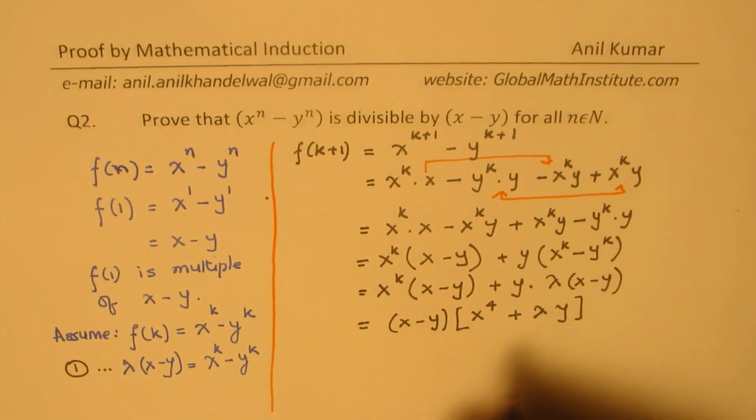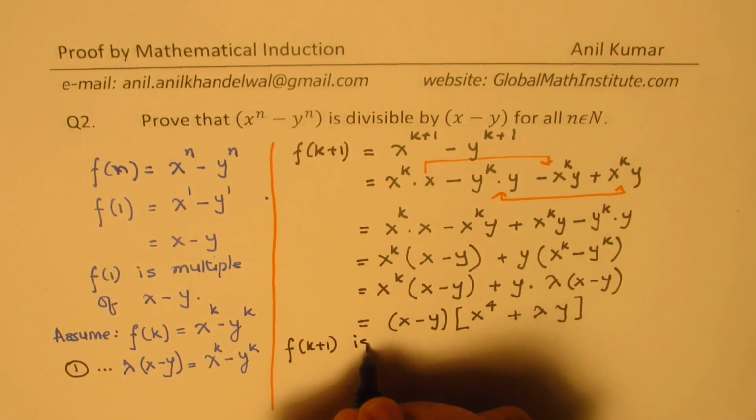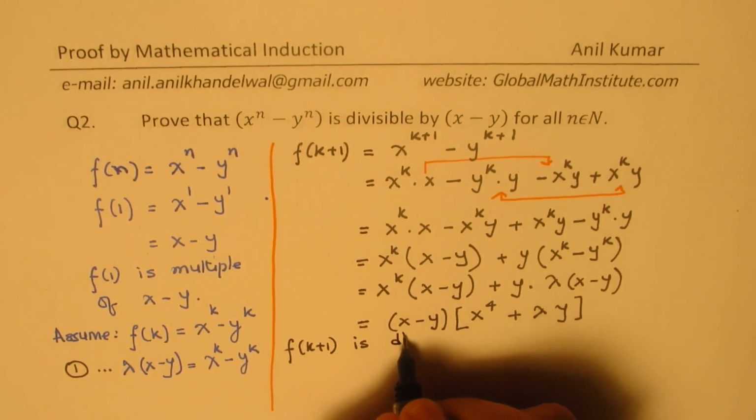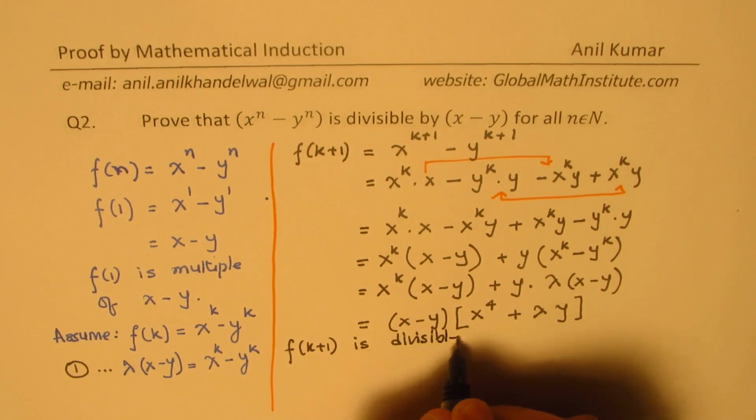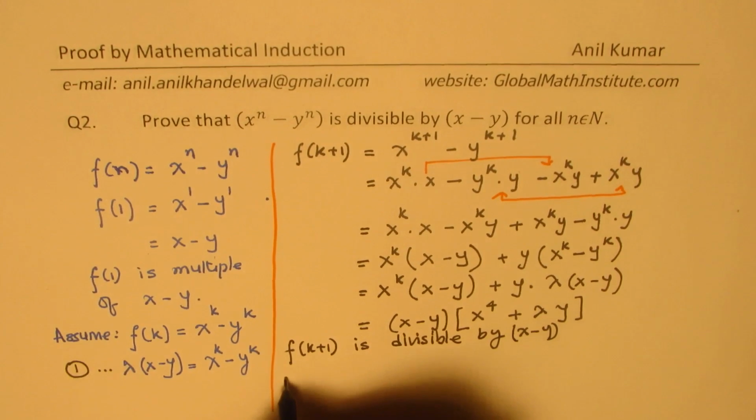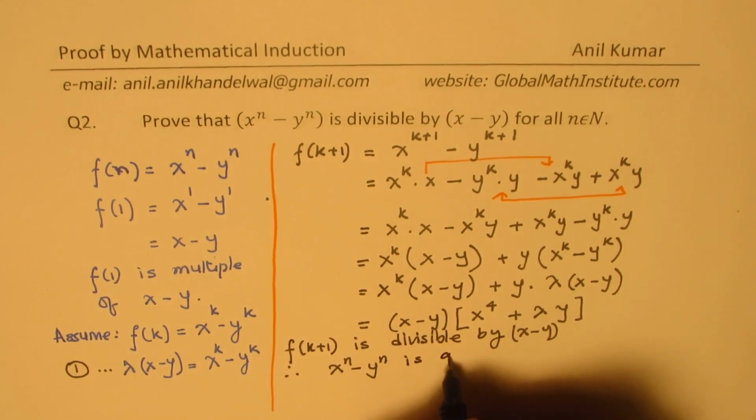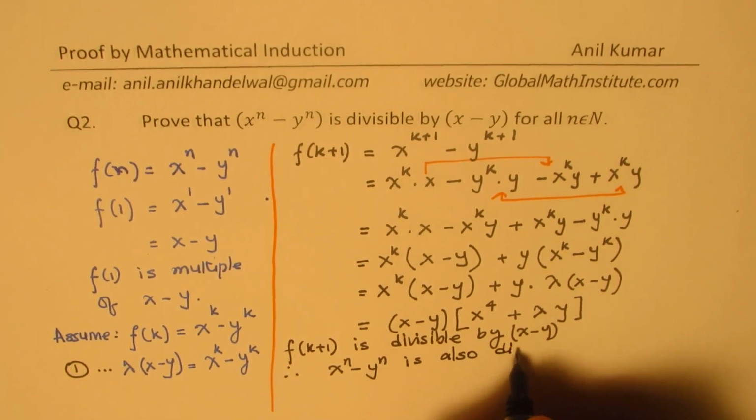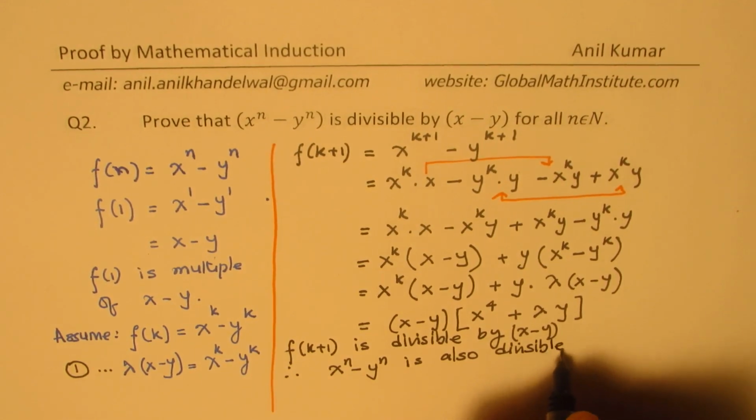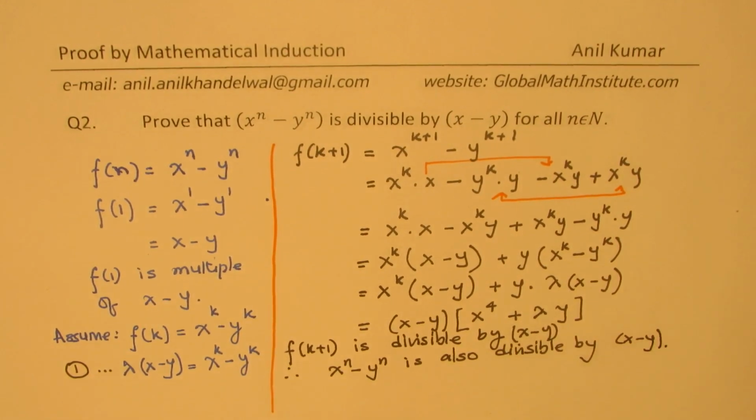Clearly, from here we know that f(k+1) is divisible by x minus y. And therefore, we can conclude that x to the power of n minus y to the power of n is also divisible by x minus y. Is that clear to you? So that is how we can prove it.